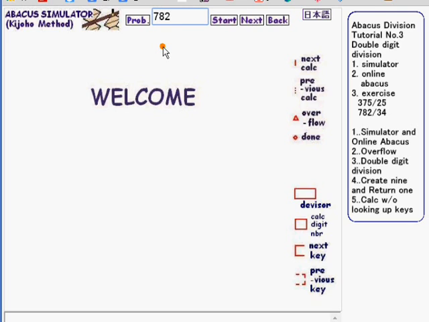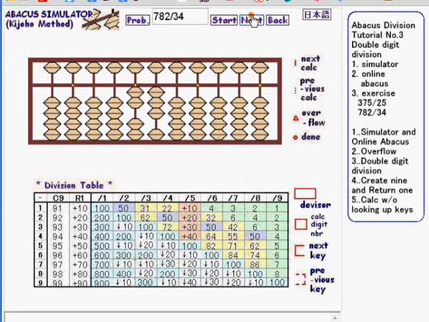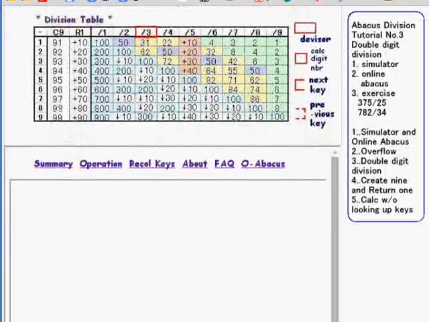782 divided by 34. Click start. The same thing. Next. Next. Next. Next. Now the red mark is here. The calculation is done and the result is 23. Now I'm going to show you these calculations using the online Abacus.